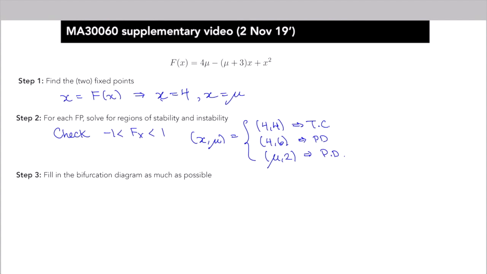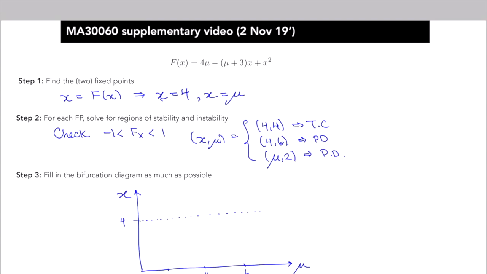Just using this information, you're able to construct, in fact, most of the bifurcation diagram, essentially all of the bifurcation diagram. So I'll do this together with you. You make your mu axis, you make your x axis. You know, firstly, that x equal to 4 is a fixed point. Okay, so we'll just do this dotted for now. Next, you know that there are critical points at 2, 4, and 6 along the mu axis.